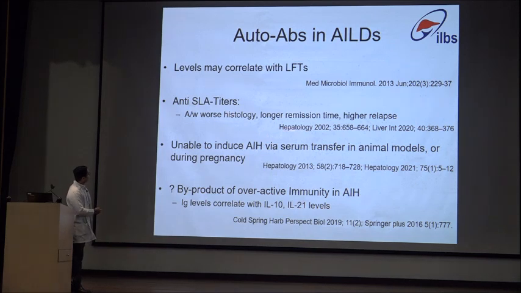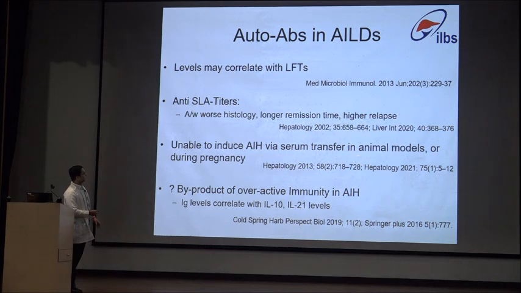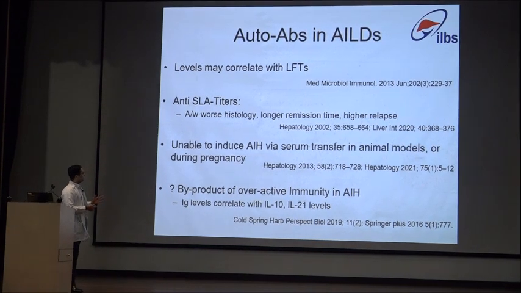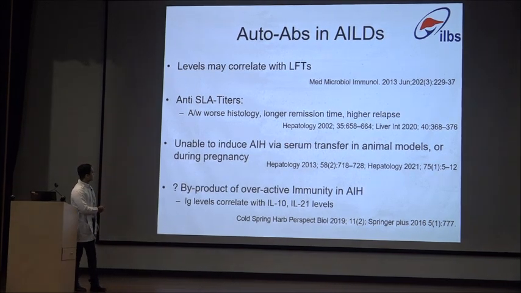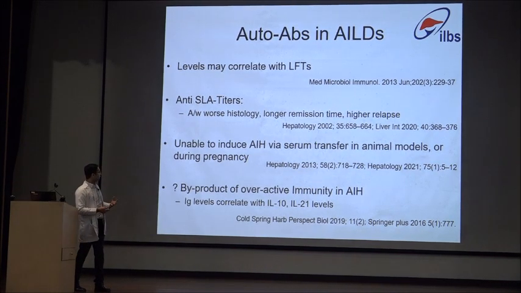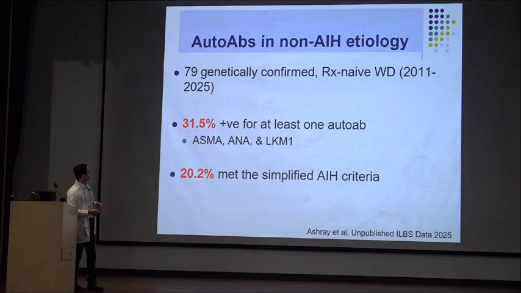Some studies have shown that anti-SLA titers may be associated with worse histology and longer remission time. But on the other hand, even if you induce or transfer these autoantibodies in animal models or during pregnancy, they have not been able to induce autoimmune hepatitis, and they may be a byproduct of autoimmune hepatitis or the disease per se, rather than having an independent causative association.